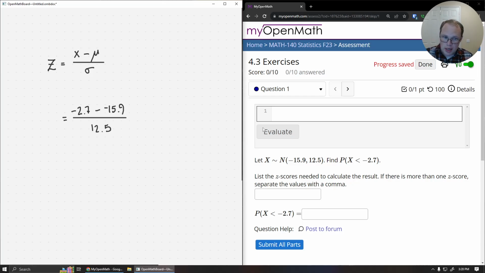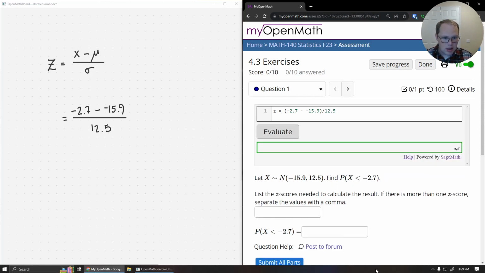So let's throw that into our calculator. So our z-score is equal to negative 2.7 minus the mean, which is negative 15.9. Watch that double negative there. Divided by the standard deviation of 12.5. If I evaluate, I get a z-score of 1.056.